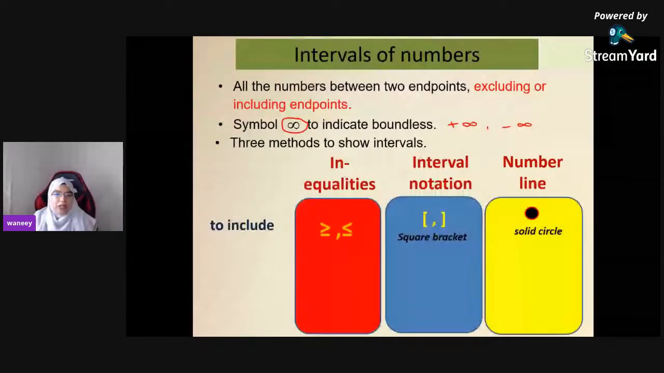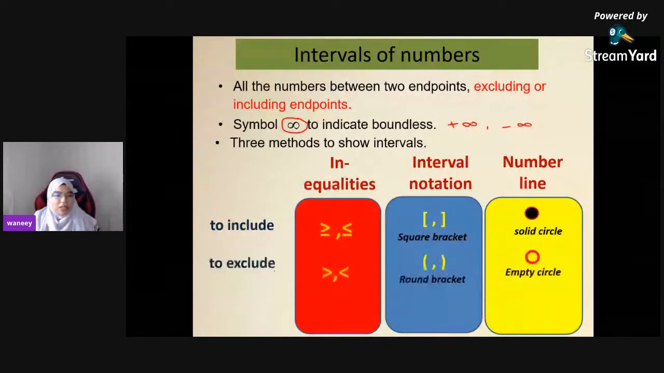Okay, so we have inequalities, interval notation, as well as the number line. If you want to include any number, normally we write it down with an equal sign. So you do have the equal sign over here. And then if you want to have a bracket, this one should be a square bracket. If you want to draw a number line, this one should be a solid circle or a dense circle, either one.